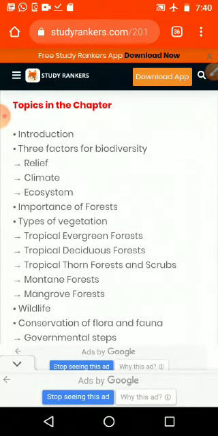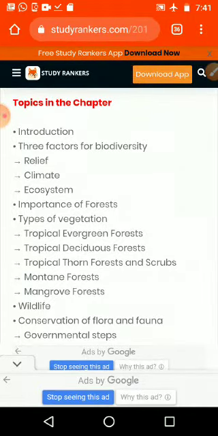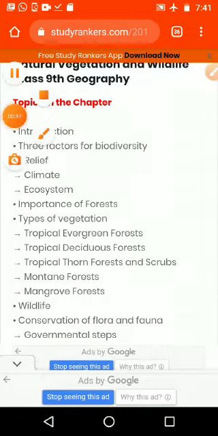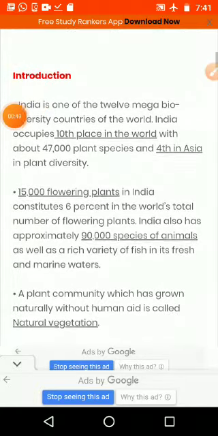So many topics we studied in 6th and 7th standard. The types of vegetation we studied in 6th standard, then wildlife and wildlife sanctuaries we studied in 7th standard. So this lesson is a revision of 6th and 7th lesson, but a little bit of detail we are going to study in this lesson. Okay, let us see introduction.